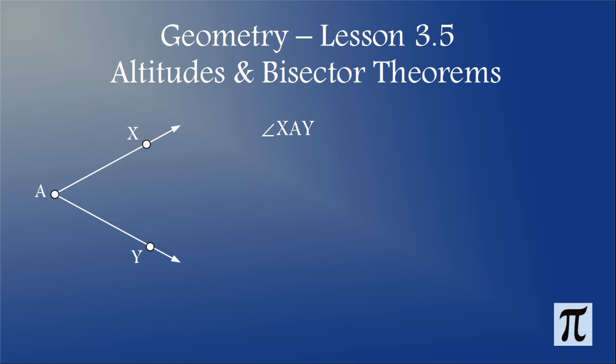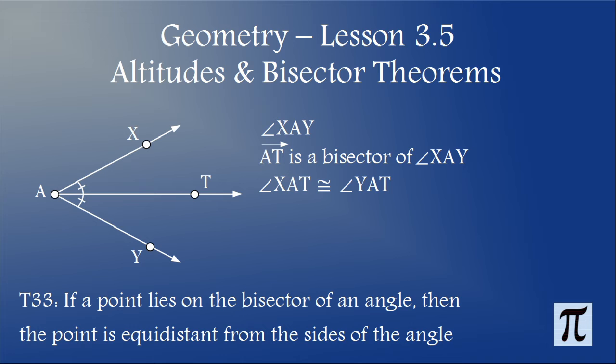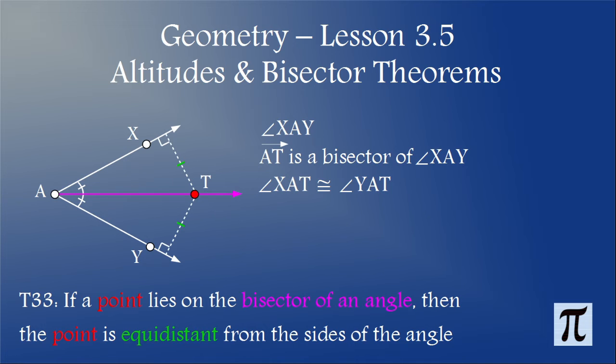Here we have angle XAY. I'm going to draw ray AT as it's a bisector of XAY. Since it's a bisector, we know that the two angles that are created are congruent. So angle XAT is congruent to angle YAT. This leads us to Theorem 33. If a point lies on the bisector of an angle, like point T here, then the point is equidistant from the sides of the angle. So in this case, point T is equidistant from the side AX of the angle and the other side AY of the angle.